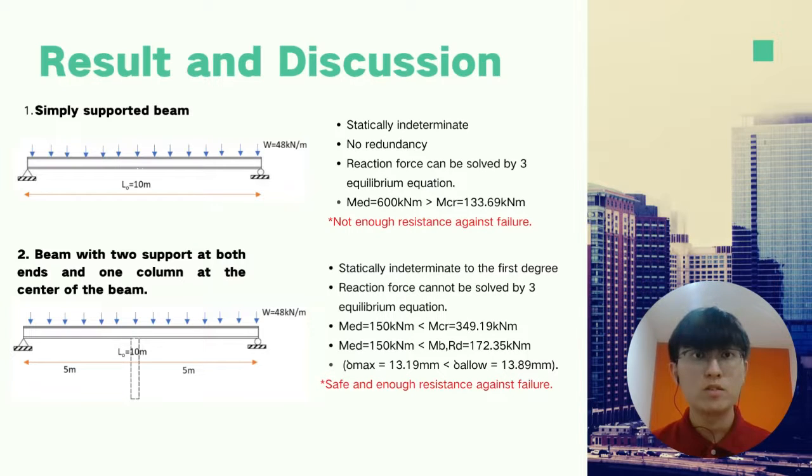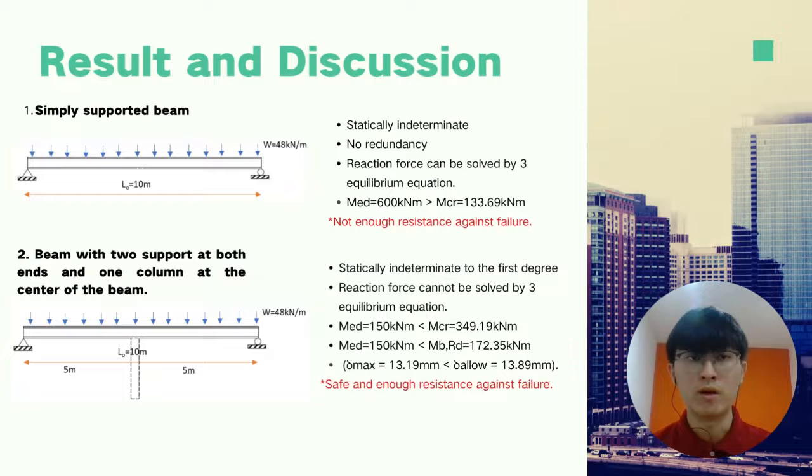Second case, beam with supports at both ends and a small column placed underneath the beam. As in trial and error, we decided to install one column at mid-span, 5 meters from each support, and the beam has now become statically indeterminate to the first degree and cannot be solved by normal practice, which is the three equilibrium equations. Indeterminate structures can be analyzed using the unit load method, slope deflection method, and moment distribution method.